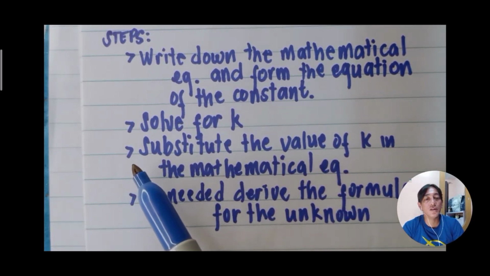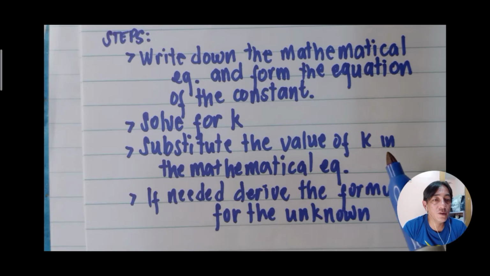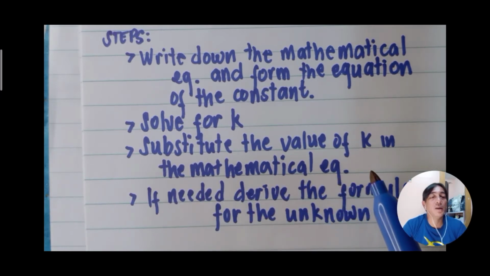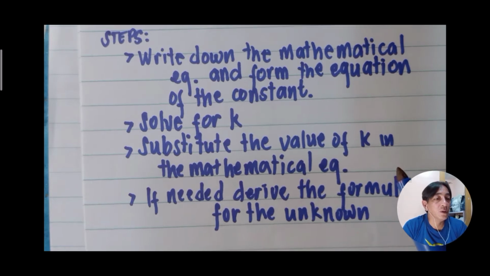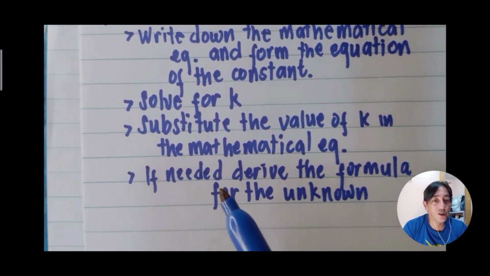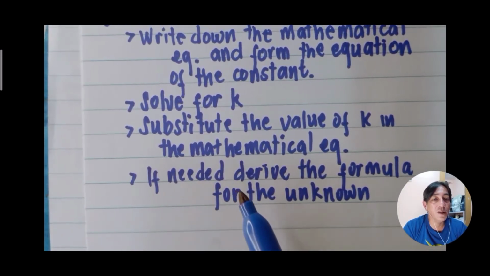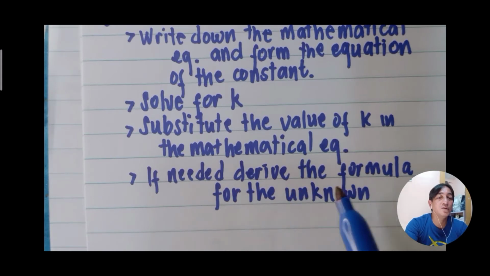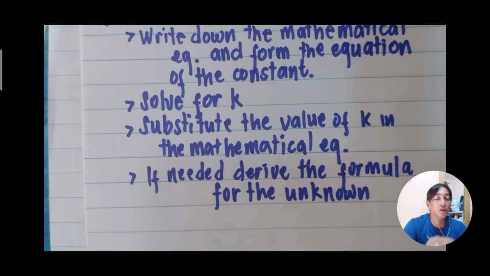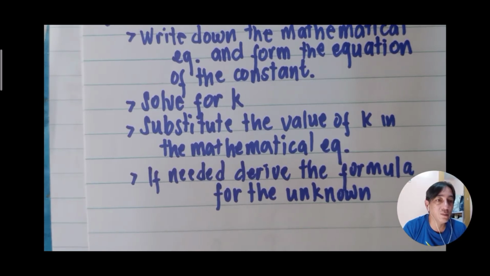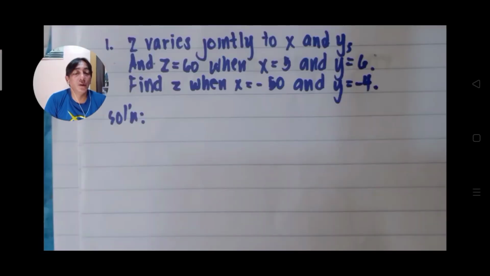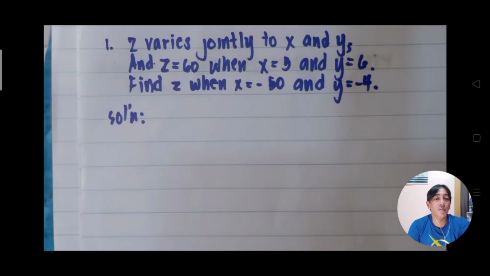After solving for the constant, we will substitute the value of that constant in the mathematical equation para mabuo natin yung equation of variation. Okay, if needed, derive the formula for the unknown. So hindi naman kasi laging kung ano yung equation of variation mo, yun yung unknown. So sometimes nasa kabilang side yung missing. Okay, so using those steps, let us have some examples.